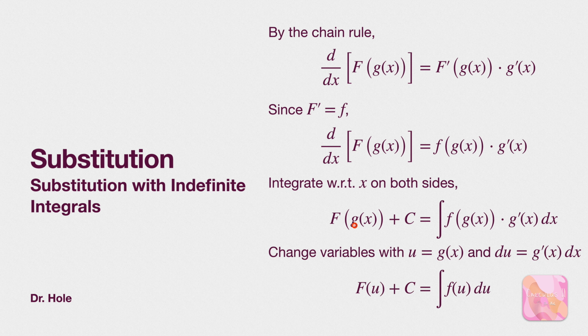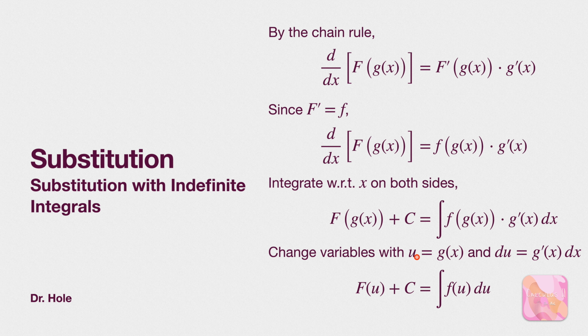Now, let's introduce a new variable, u, for this quantity g. Then the left-hand side will become capital F at u plus c. And then the idea is that we want to change away from original variable x to a new variable u. So looking on the right-hand side, we know what to do with g of x, becomes u. But we're going to have to figure out what to do with this differential dx.